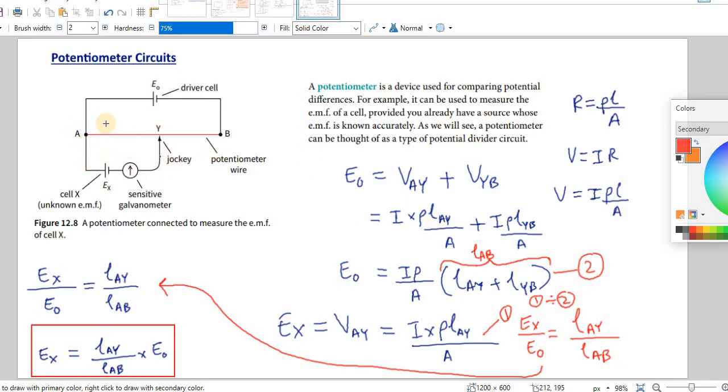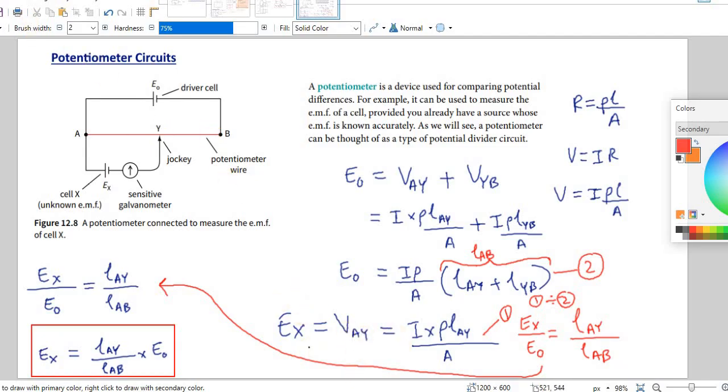So no current is flowing this way, all the current is flowing through the wire AY and YB, which is via AB. So all the current through AY is the same as the current through YB, because this is at the same potential as this. So the EMF here, EX, is equal to the potential difference between AY, which is VAY.